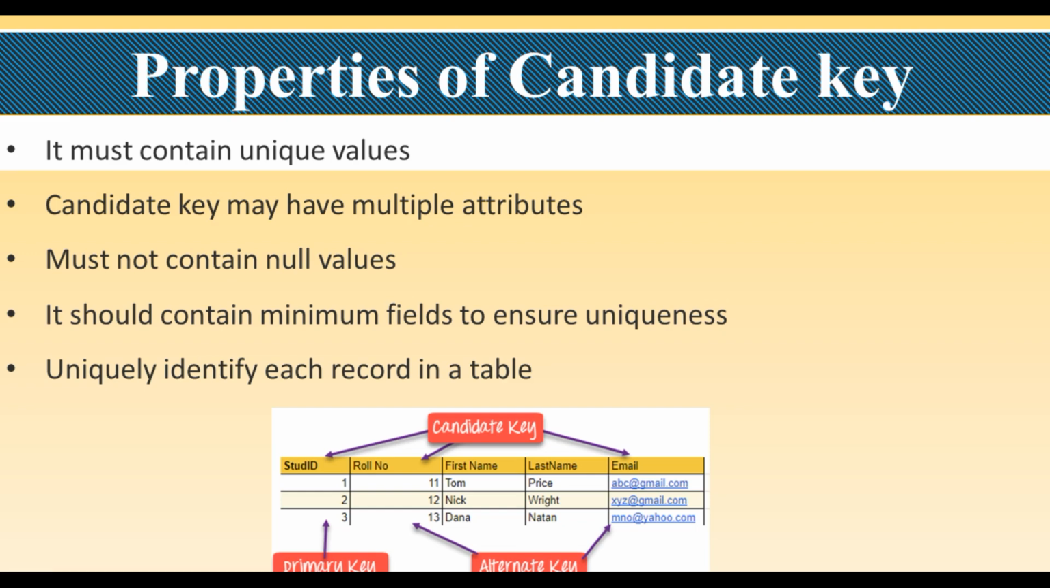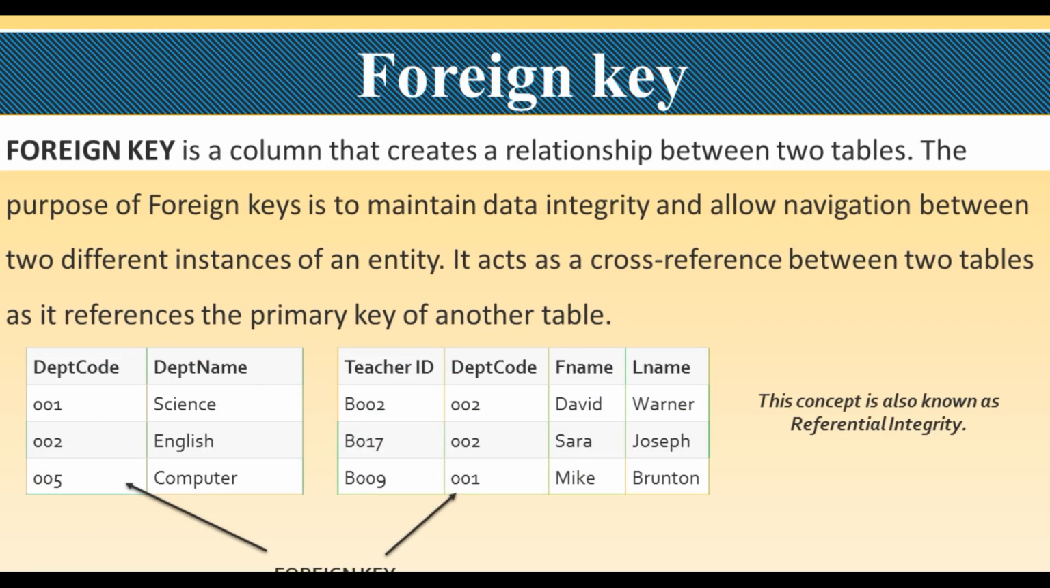Third, it must not contain null values, it means zero or space. Fourth point, it should contain the minimum fields to ensure uniqueness. Fifth point, it uniquely identifies each record in a table. Now we consider the foreign key.